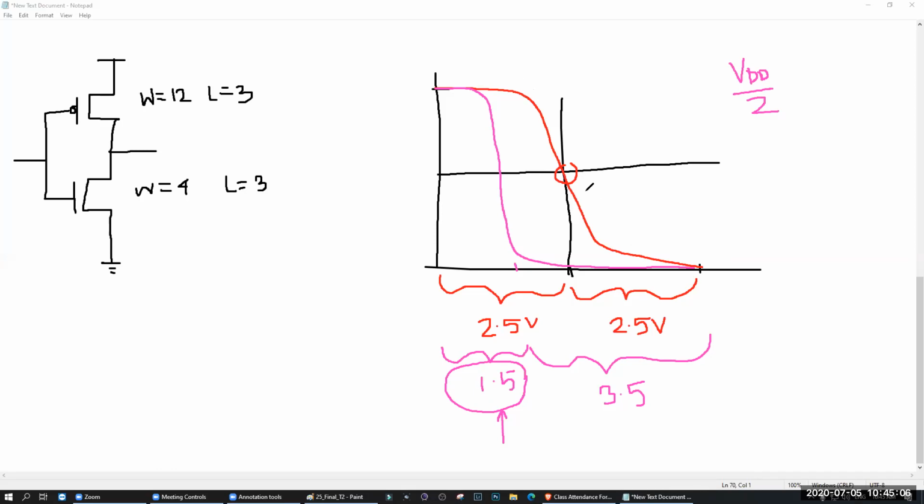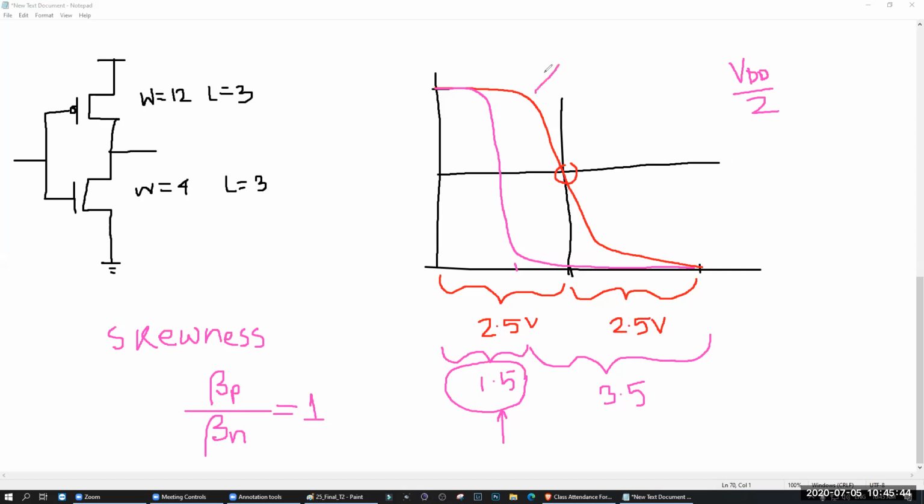And this phenomenon is called skewness. Remember this word. SKEW. Skewness. This is called skewness. Skewness is the beta ratio, beta P divided by beta N. Remember, this is called beta ratio. If the beta ratio is 1, it will go through the middle, right?